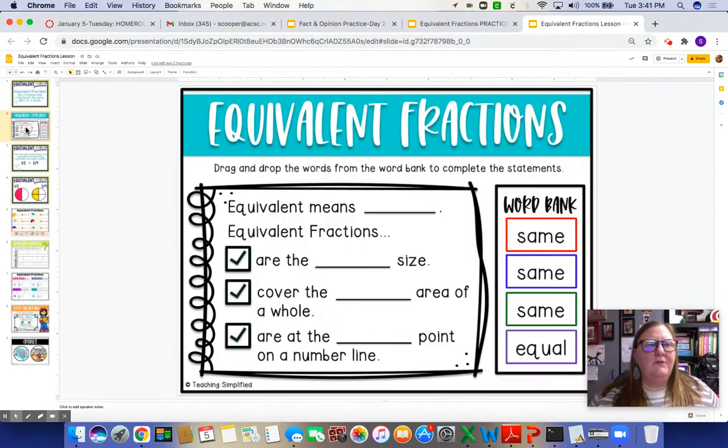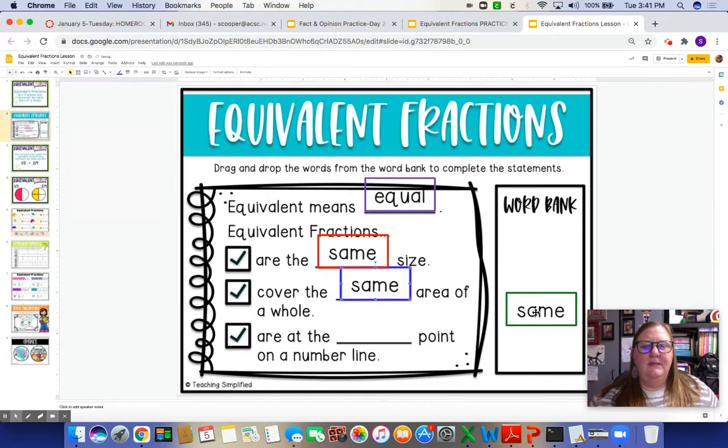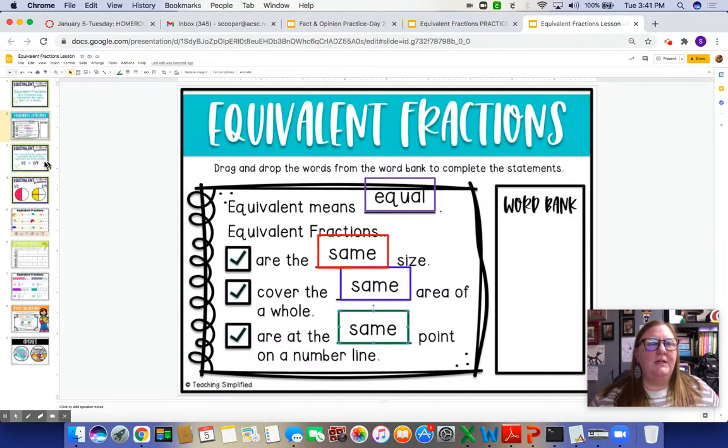So we're going to fill in a few boxes on this next page that will help you understand fractions that are equivalent a little bit better. Equivalent, as I said, means equal. Equivalent fractions are the same size. They cover the same area of a whole and are the same point on a number line, which we'll talk about in more detail a different day, not as much today.